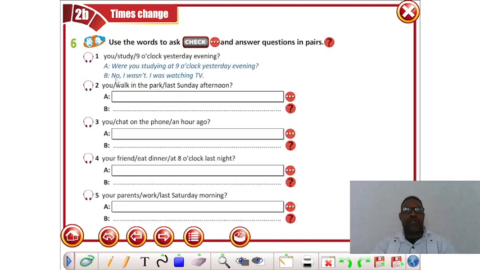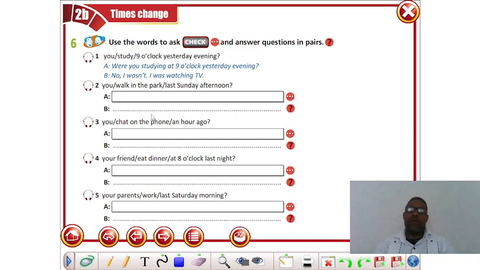On the next section, it says here, use the words to ask and answer questions in pairs. This we're not going to do, but you are supposed to complete the answers that we have here with your information. If you want, you can do it with a family member, since everybody's working in their house so far. But you have to be ready, because we are going to do this exercise in class when we connect.